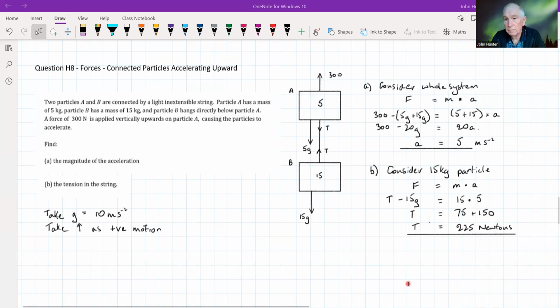A relatively straightforward problem. Most of these are straightforward once you've drawn a clear diagram.